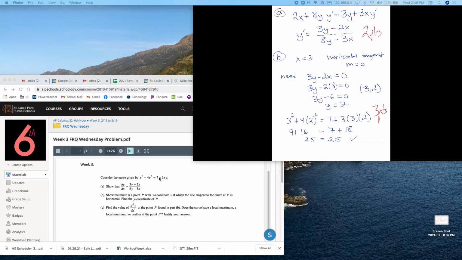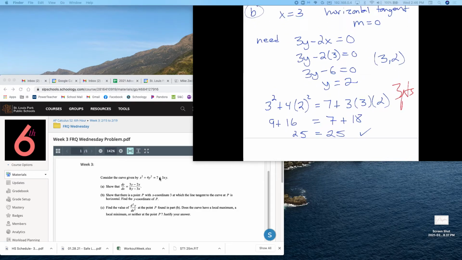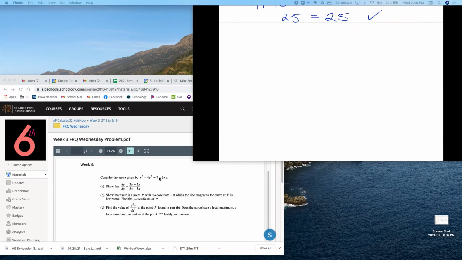And then we get to the next part. And the next part is, okay, now that we've done all this work, let's look at part C. Find the value of d squared y over dx squared. Now that's suddenly at the point P you found in part B. You already know the point P is at this point 3, 2, so we're going to use that. But we need to calculate the second derivative.